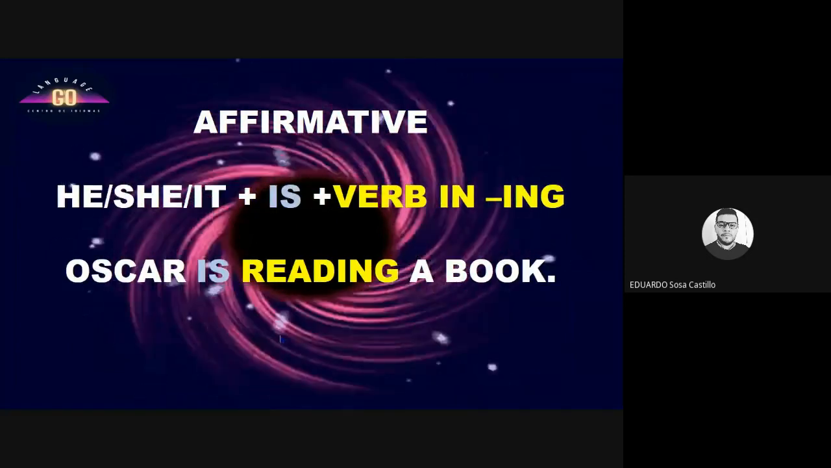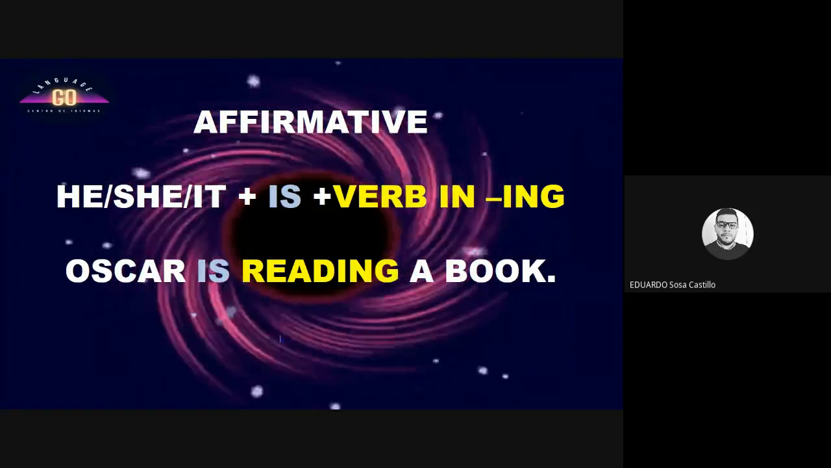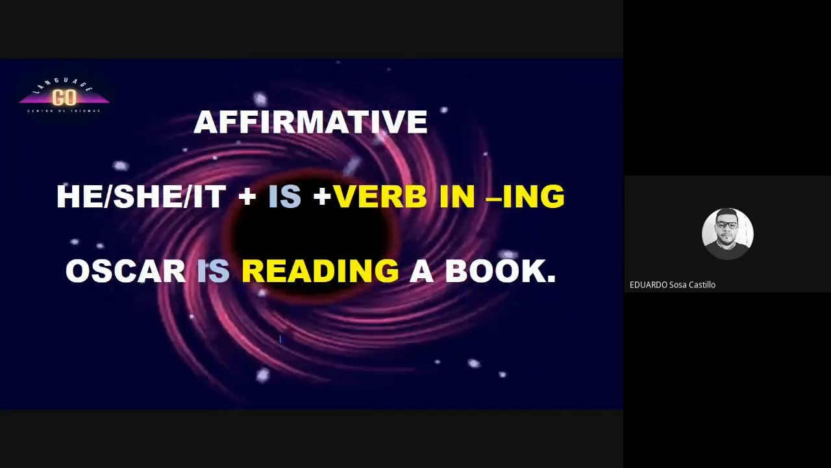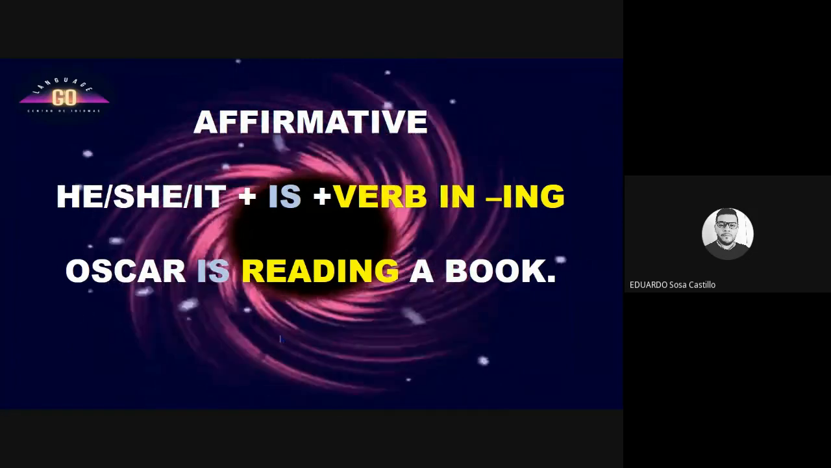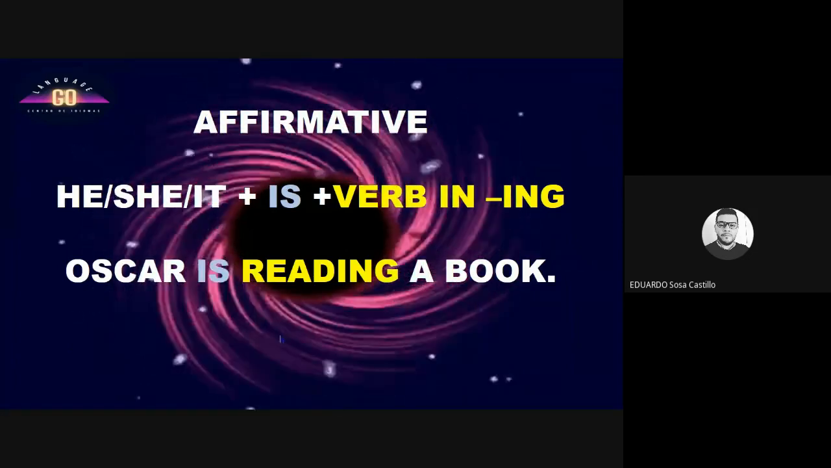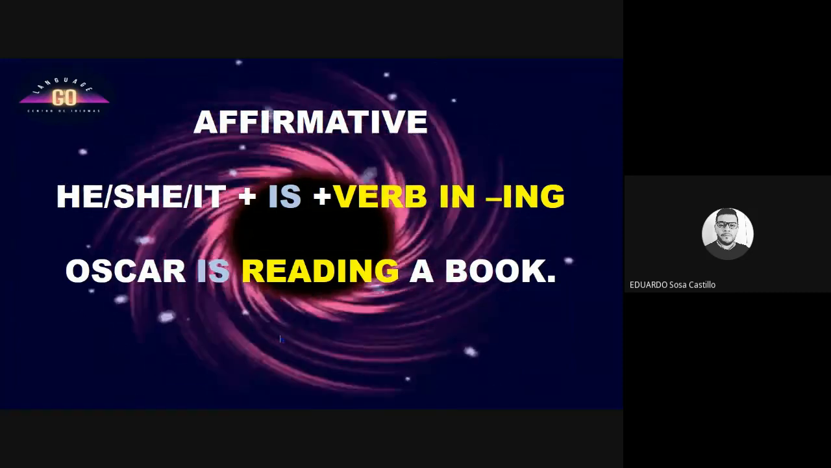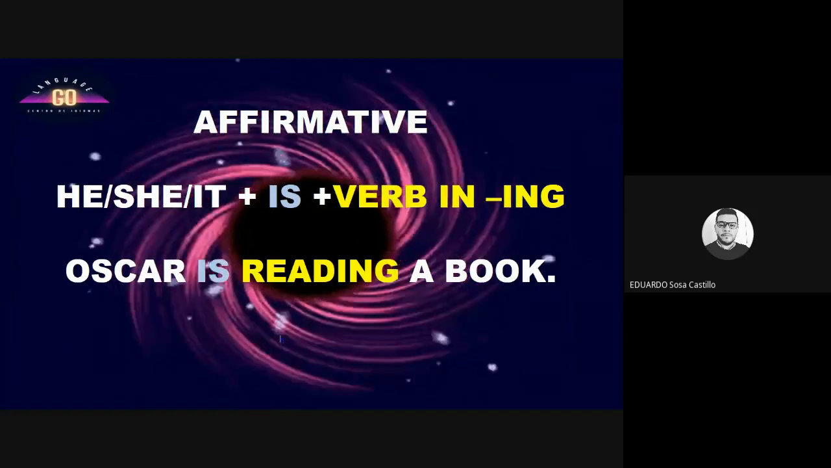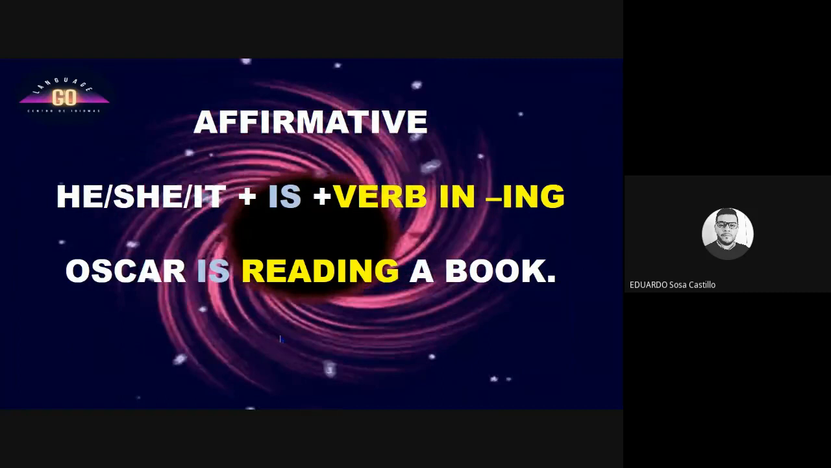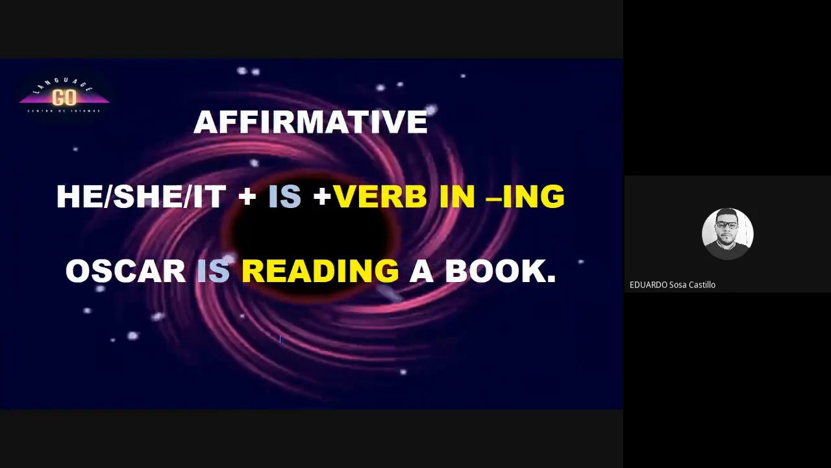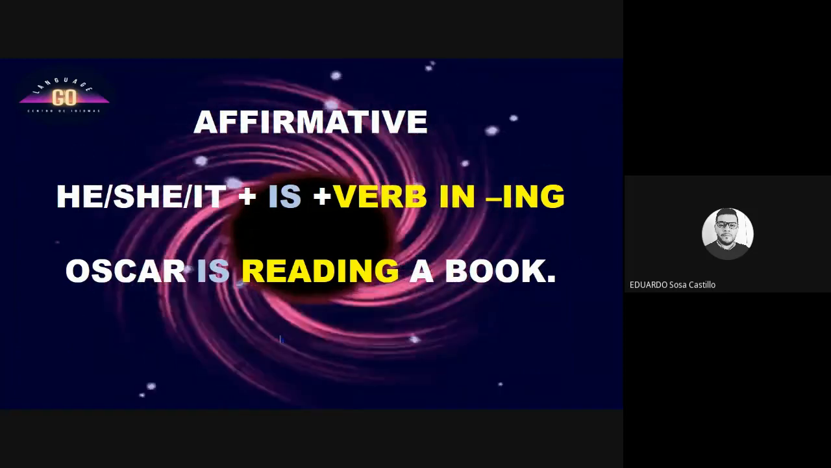Now let's go for the rest of the pronouns. For the pronouns he, she, it, we're going to use is. So we say he is, she is, it is, and the verb once again is going to be in ing. It's very important that you remember that we are using ing because the action is happening in this moment. Okay? So we have the example, right?